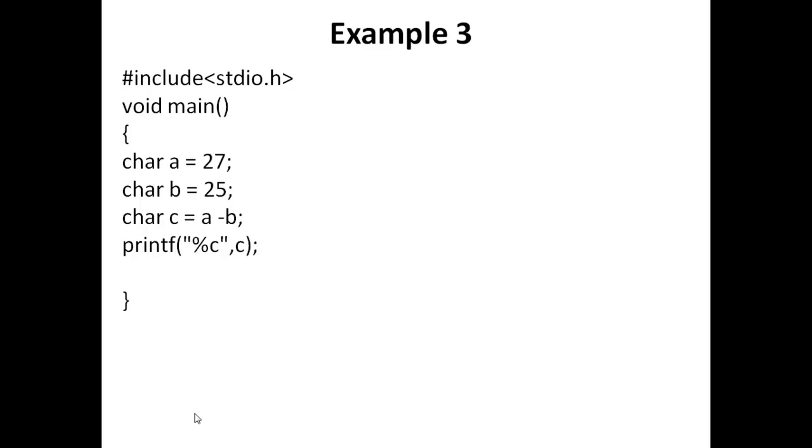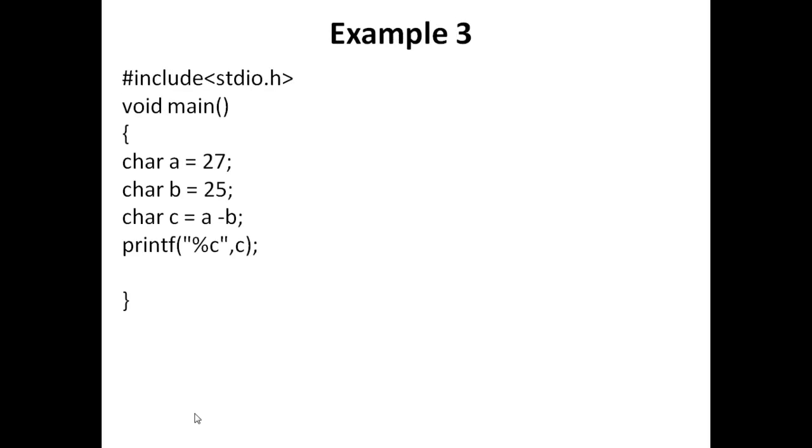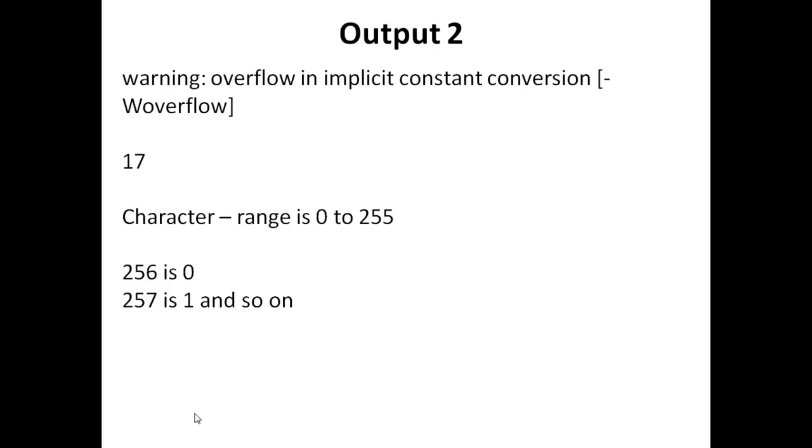Here we use character instead of integer, that is character a, character b, and character c. The output we get is a special character, and we are using %c here. In the previous case we used %d since it was an integer, but a and b were characters, so we got an error there. But in the third case, we will be getting a special character.